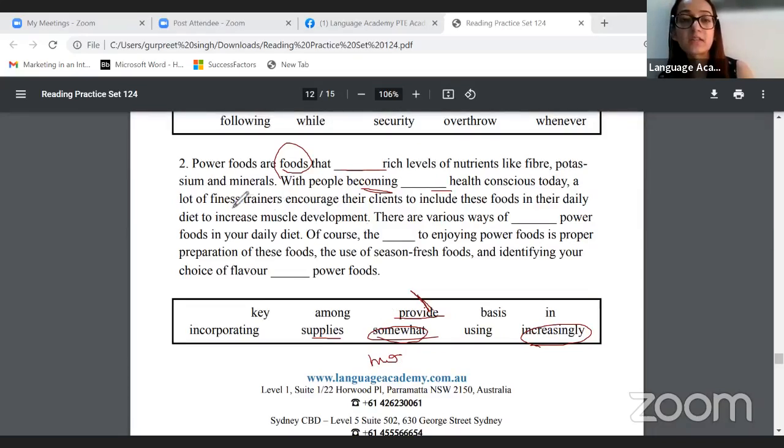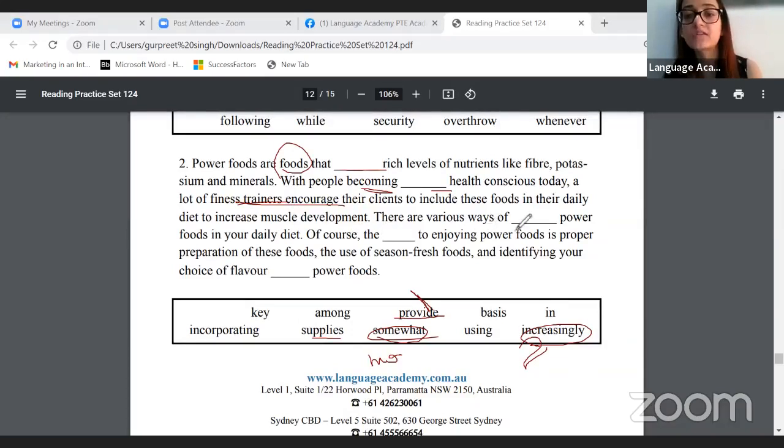But here they say the trainers encourage their clients. So we know that more and more people are becoming health conscious today, increasingly. With people becoming increasingly health conscious, it's not moderate, it's not average health conscious, they are becoming more health conscious. And that is why the fitness trainers encourage them to include these foods for muscle development.